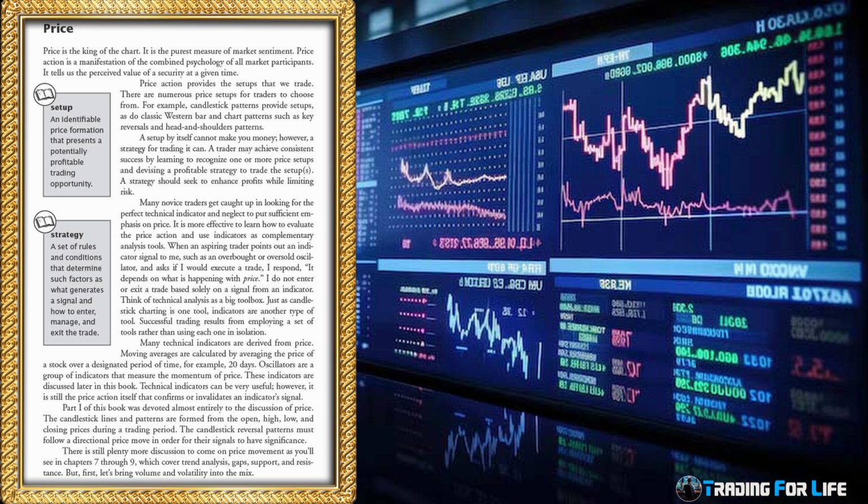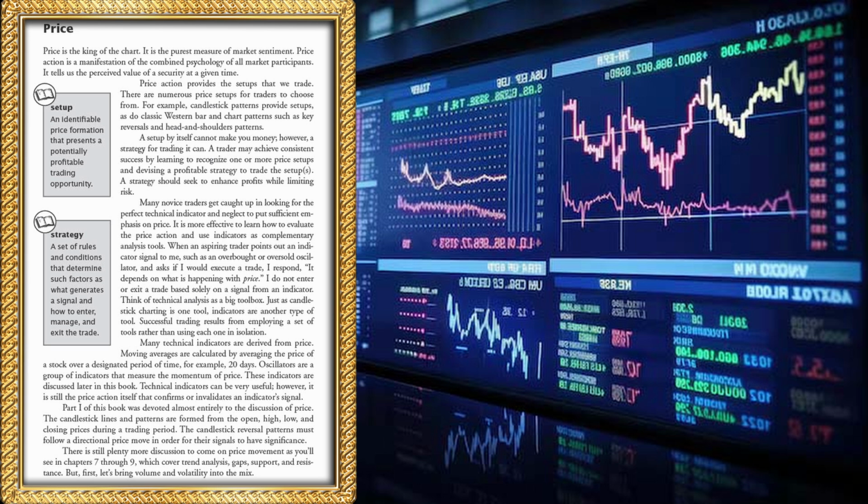Think of technical analysis as a big toolbox. Just as candlestick charting is one tool, indicators are another type of tool. Successful trading results from employing a set of tools rather than using each one in isolation. Many technical indicators are derived from price. Moving averages are calculated by averaging the price of a stock over a designated period of time, for example, 20 days. Oscillators are a group of indicators that measure the momentum of price. These indicators are discussed later in this book. Technical indicators can be very useful. However, it is still the price action itself that confirms or invalidates an indicator's signal.